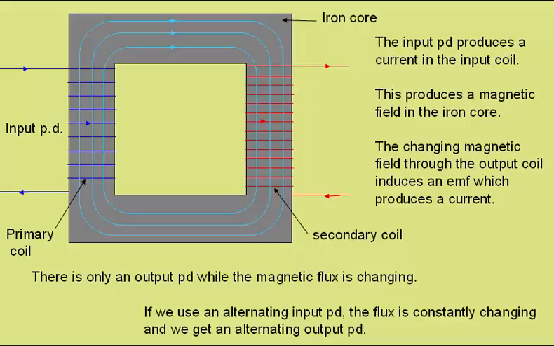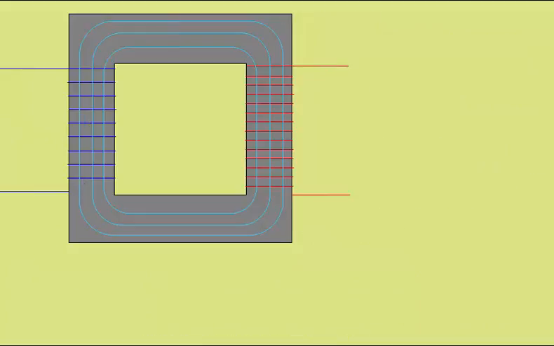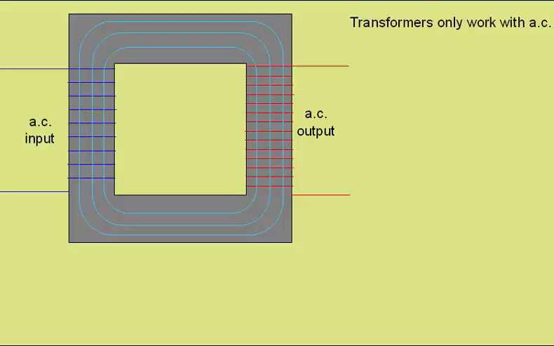If we use an alternating input potential difference, the flux will be constantly changing, and we'll get an alternating output potential difference. So we apply an AC as the input, and we get an AC as the output. Transformers will only work with AC.